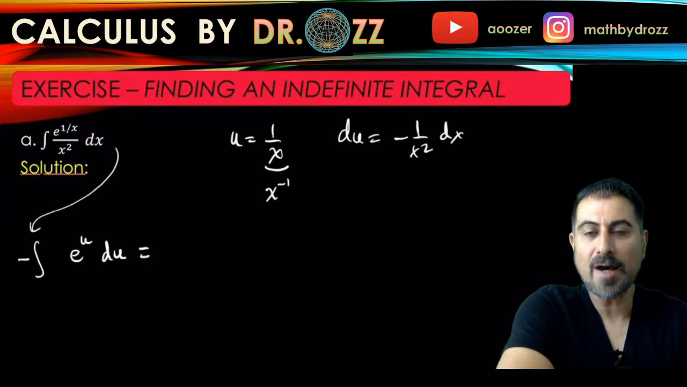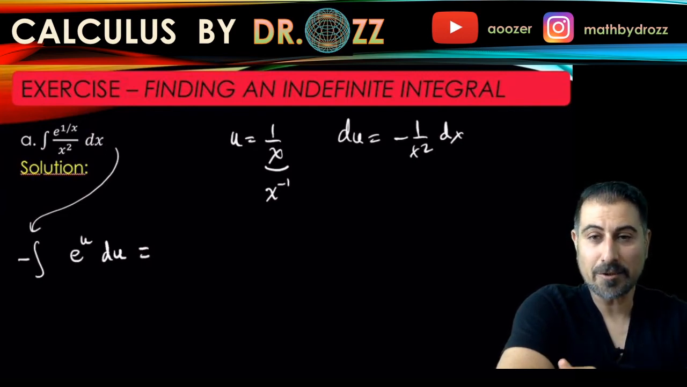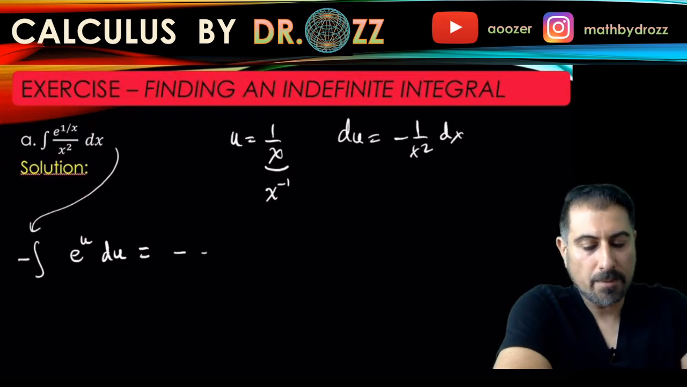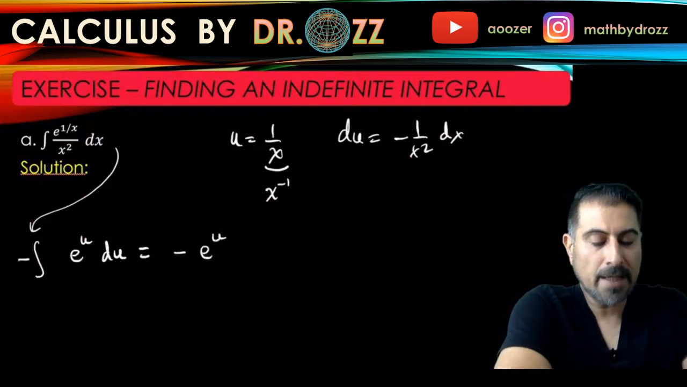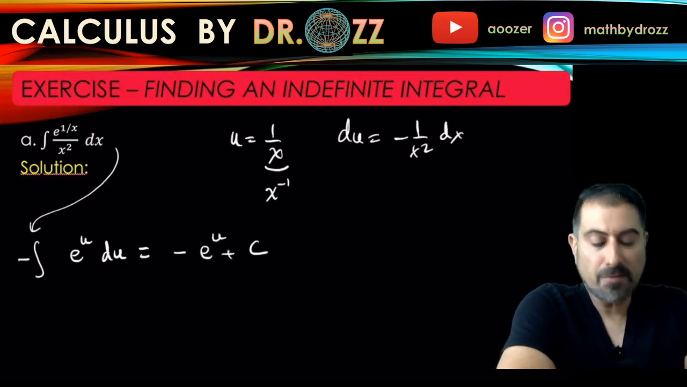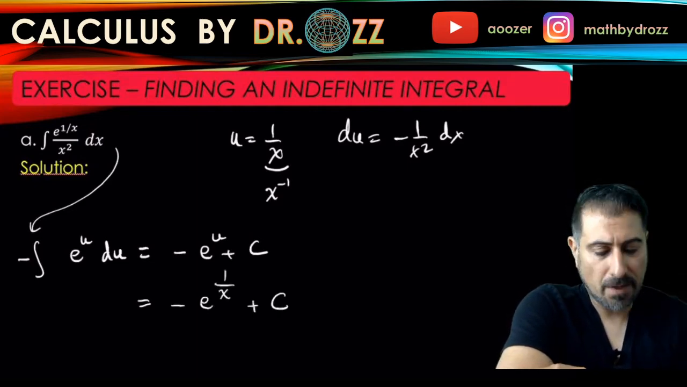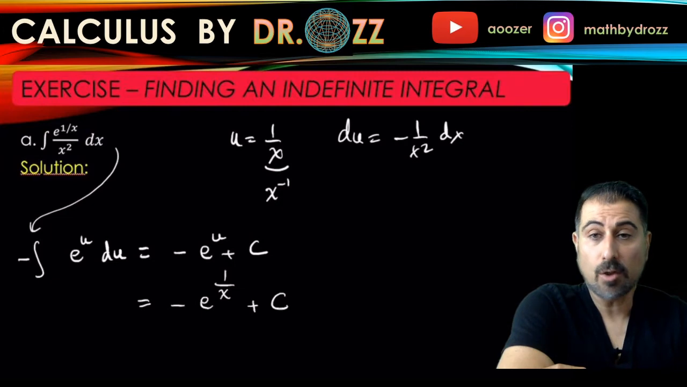This is now a formula in one of the basic integration rules. So I'm going to integrate that as e to the u, because e to the u has the integral e to the u. And I'm going to put a plus c, but in the meantime, I have to go back to the main variable, which is x. So minus e to the 1 over x plus c is the integral of e to the 1 over x squared dx. I think that takes care of part A.